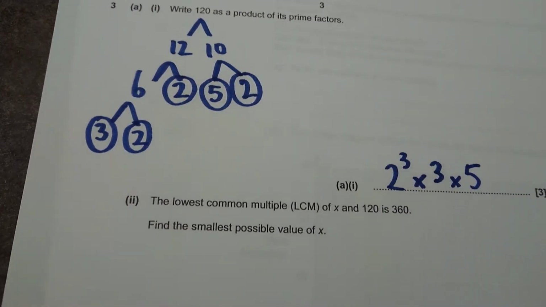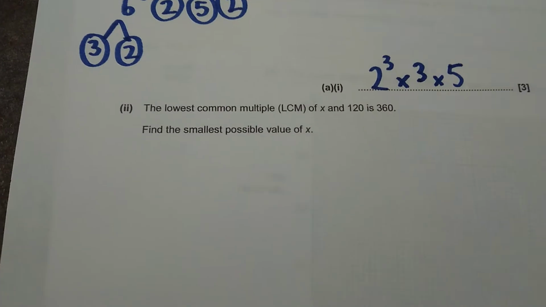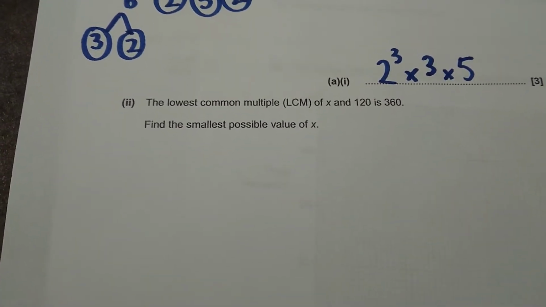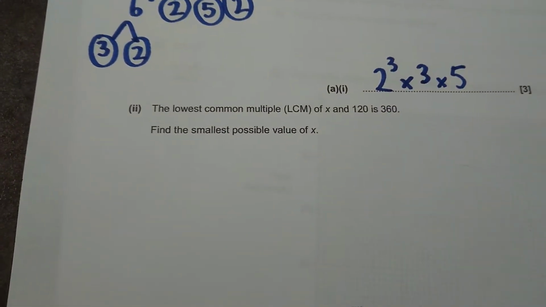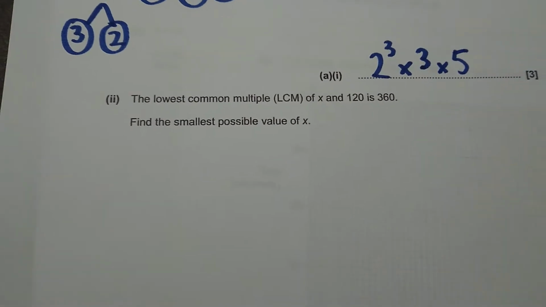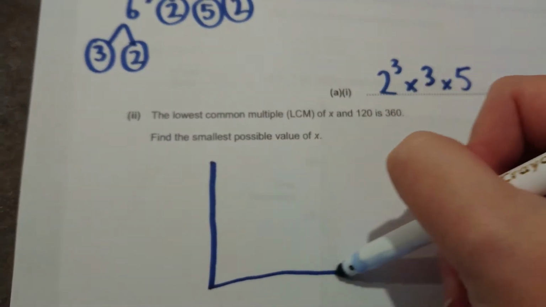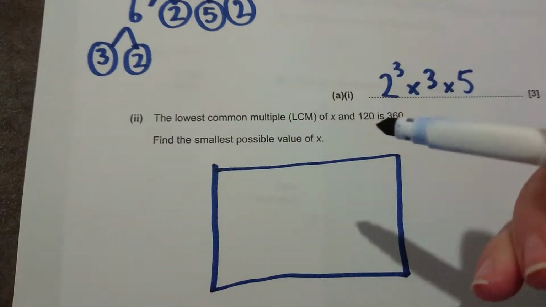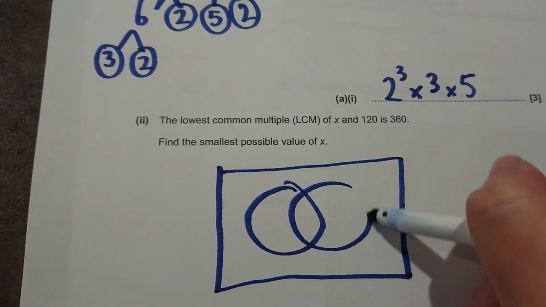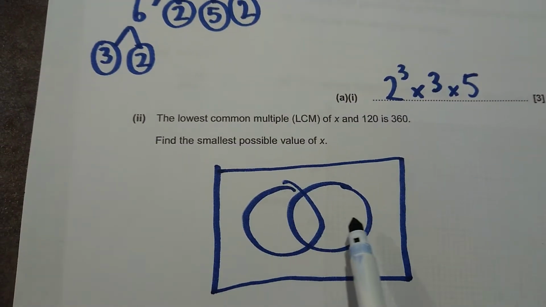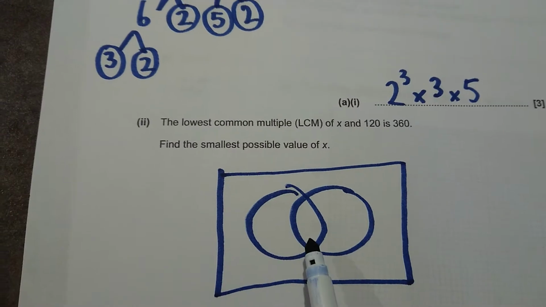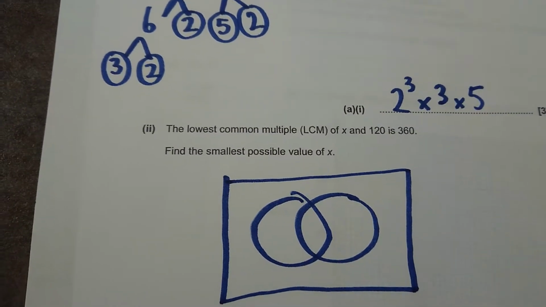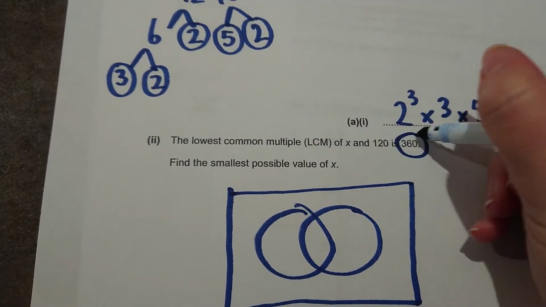and that should be quite an easy 3 marks to get. Right, part 2 is a little bit unusual in the fact that they've given us the LCM, whereas normally we have to work it out. So if we think about how we normally work out the LCM, we normally use the Venn diagram like this. And we know that when we times all the numbers in the Venn diagram together, that gives us the LCM. So we know that the LCM is 360.